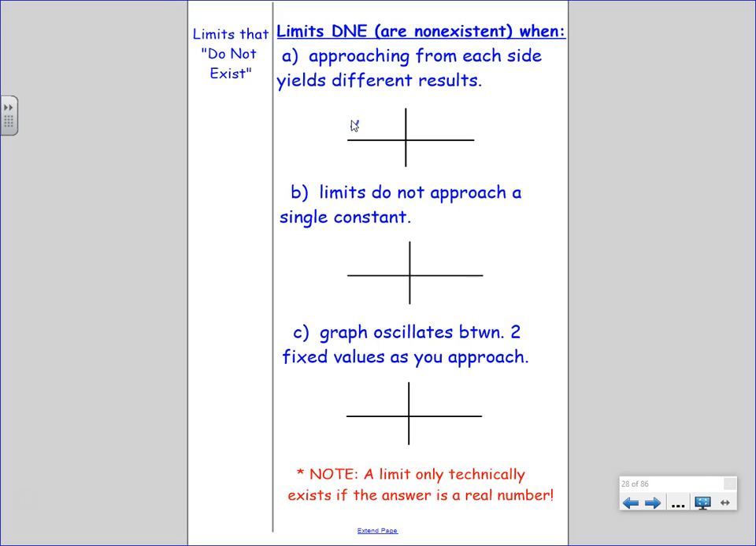So when the limit does not exist, you can write DNE, does not exist: the limit DNE.